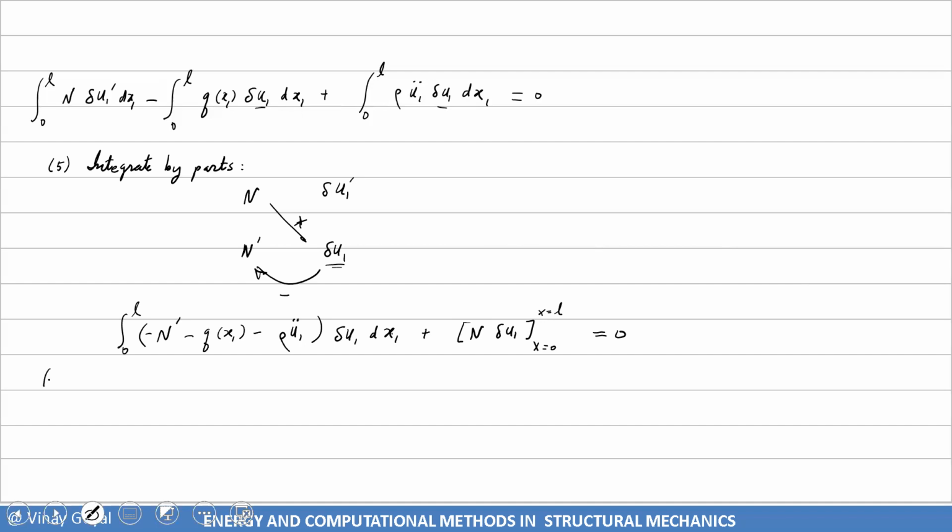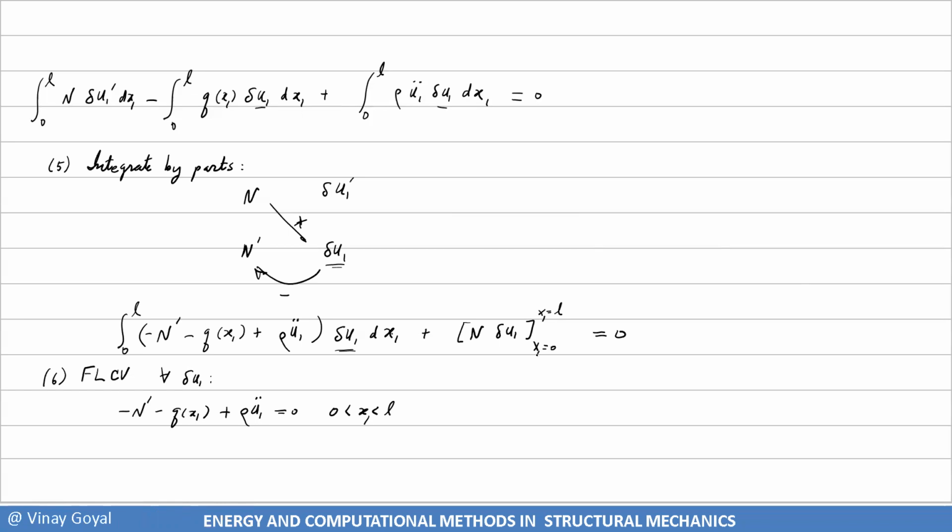And now I invoke the fundamental lemma of calculus of variations, and for any del u1, I get the equation. Notice how this was plus, because I brought this to the other side of the equation, so that was a mistake. By the fundamental lemma, what's inside the integral factoring del u1 is minus N prime minus qx1 plus rho u1 double dot equals 0 between 0 and L.